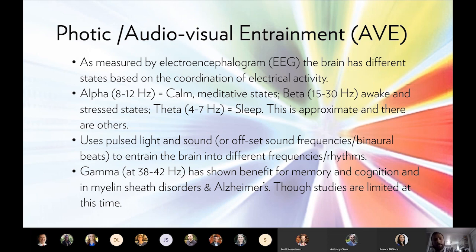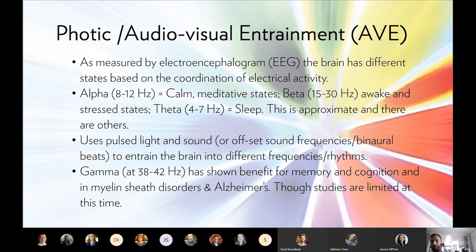Alpha, 8 to 12 hertz, corresponds to calm meditative states. Alpha and a little below that too, monks when they're meditating achieve these brainwave patterns. Beta, from roughly 15 to 30, is wakefulness. Theta, 4 to 7 hertz, is sleep, slower cycles, fewer cycles per second.